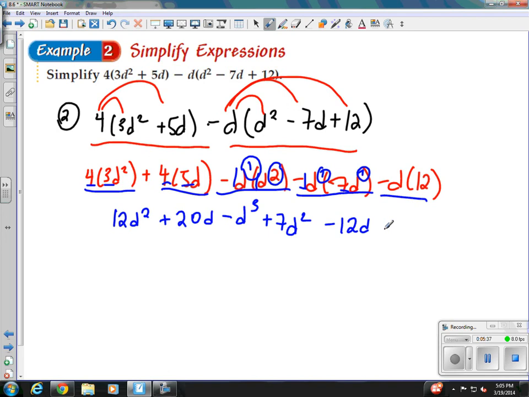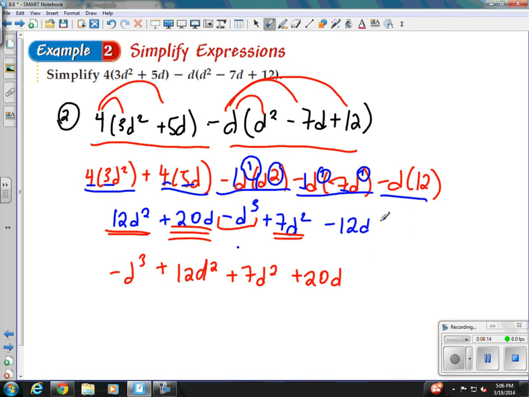Now we want to check for like terms, and we also want to arrange it in descending order. So what I like to do first is try to find my highest exponent. Who should be first here? So I have a negative d to the third, and then we check, do I have any other d to the thirds? Nope. So then I have a 12d squared, so plus 12d squared. Now I check for any other d squareds, and I have one here, 7d squared, so plus 7d squared. And then I have a 20d, so plus 20d. And then my last one is a minus 12d.